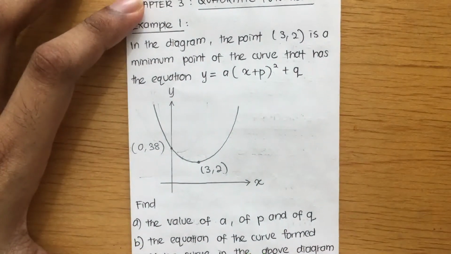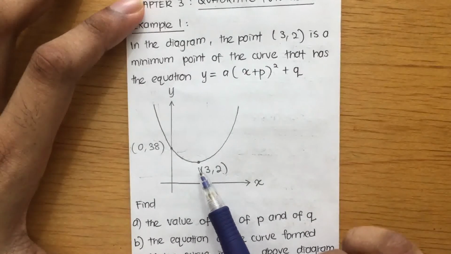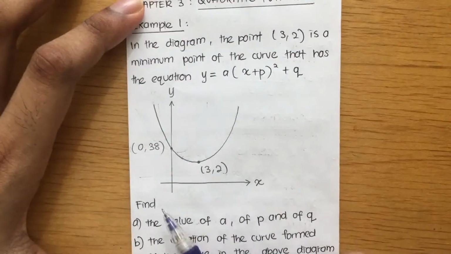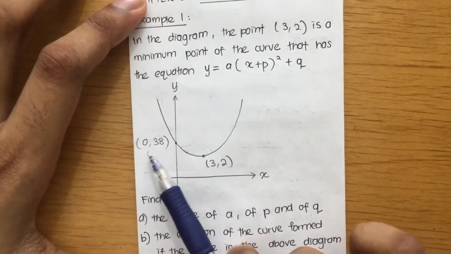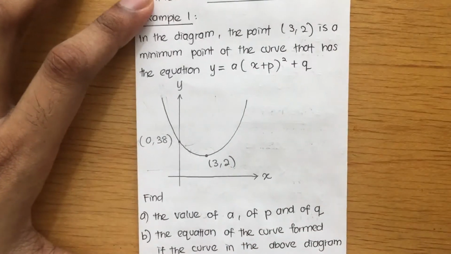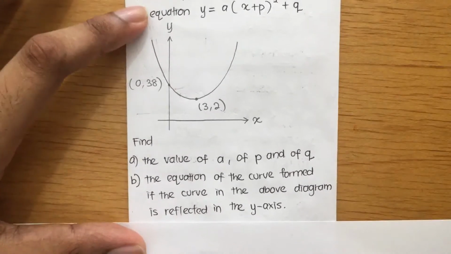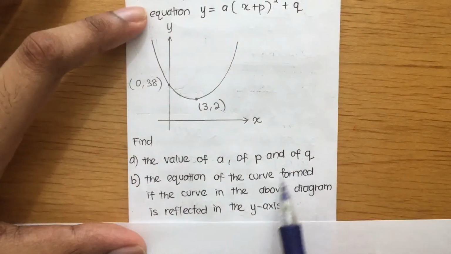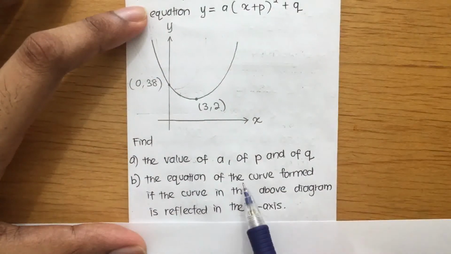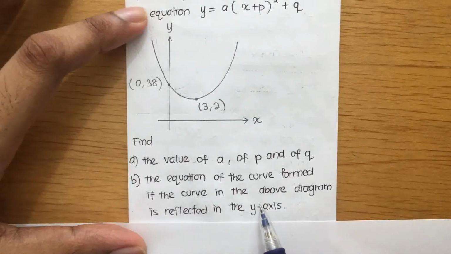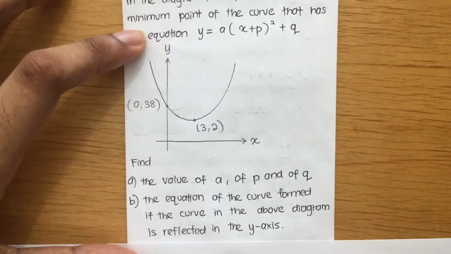In this diagram, as you can see, this is the minimum point which is (3, 2), and then the y-intercept which is (0, 38). Continue to read the remaining question. The question asks to find the value of a, of p, and of q, and the equation of the curve formed if the curve in the above diagram is reflected in the y-axis. So this is the question.